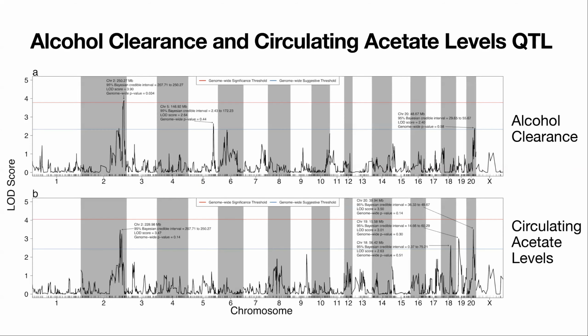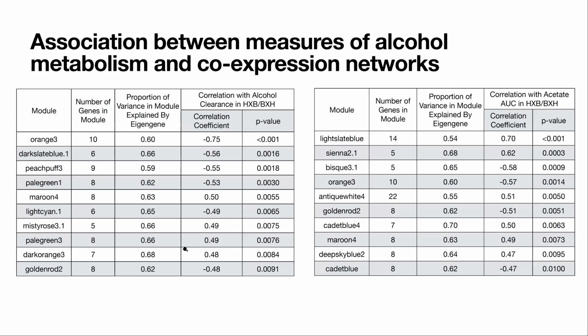So we did the typical analysis where we did our phenotypic QTL. We were looking at alcohol clearance and circulating acetate levels, or acetate area under the curve, in this particular analysis. We were able to identify several peaks you can see throughout here. We then identified our co-expression networks in our liver and looked for those that were associated with our phenotype. These were associated with alcohol clearance, these were associated with acetate AUC.